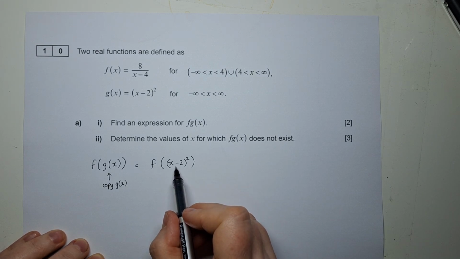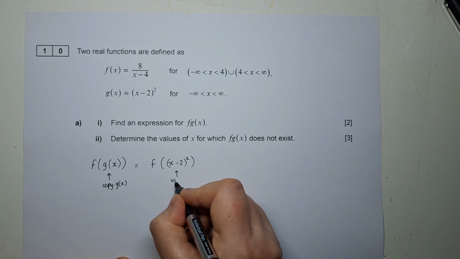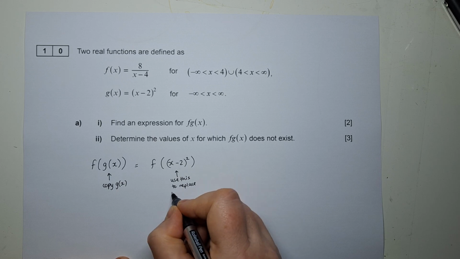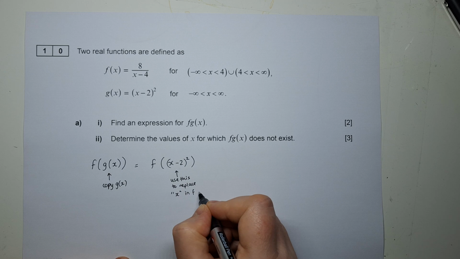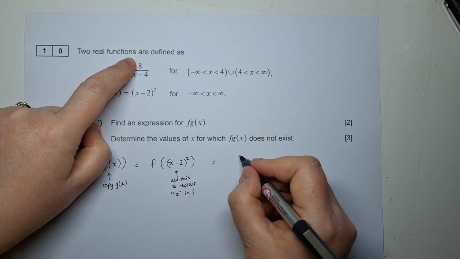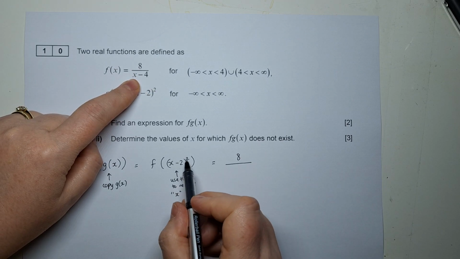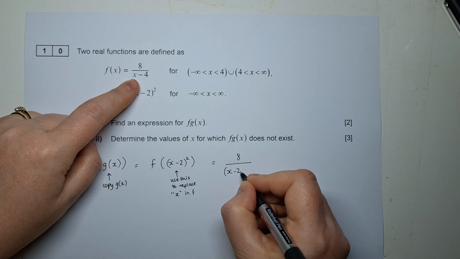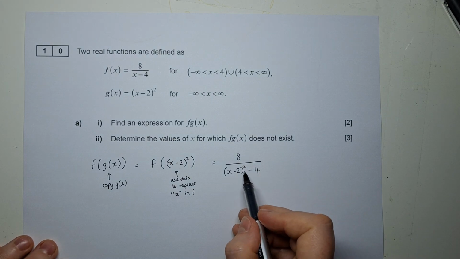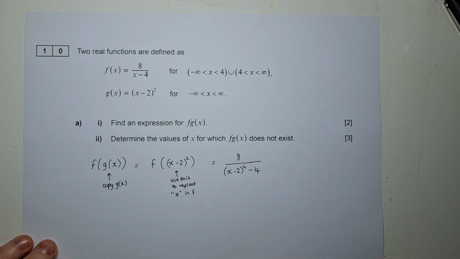This then replaces the x in the f expression. This is the input, okay? So use whatever you've got in this bracket to replace the x in your f algebra, okay? So when you look at f, it says you're going to do 8 over the input take away 4, and our input is all of this. So it's going to be 8 over x minus 2 squared take away 4. Okay, it doesn't say you have to tidy it up, so I won't at the moment.